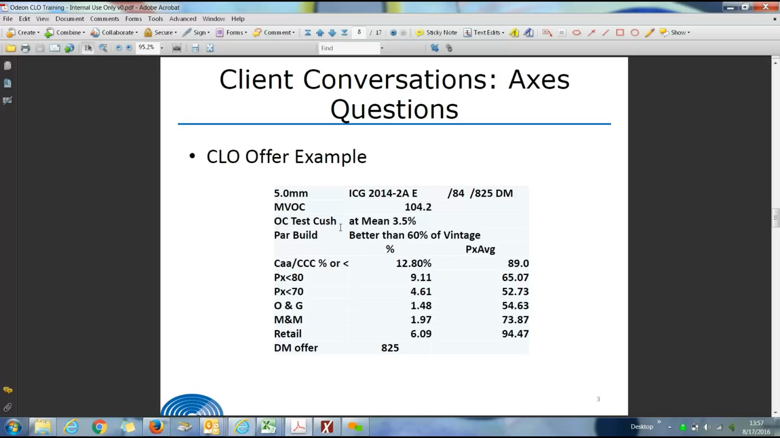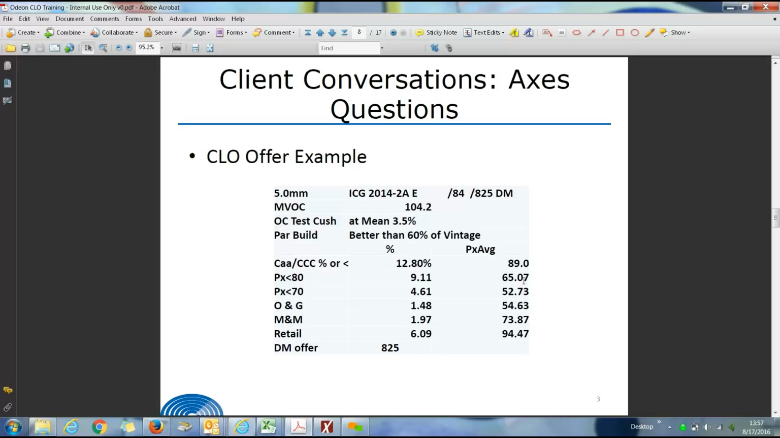Par build, they can do something. You can increase par, but you're not going to change it by 15%. You might change it a bit, but you're not going to change it by a lot. But anyway, so this guy did better than 60% of the vintage. So then I talk about triple C percentage or less. That's what this means. So there's 12.8%.